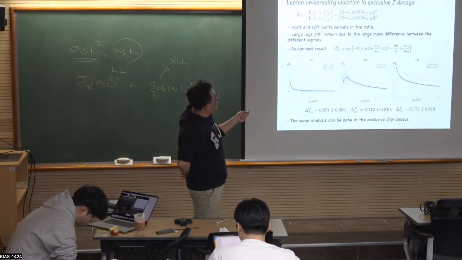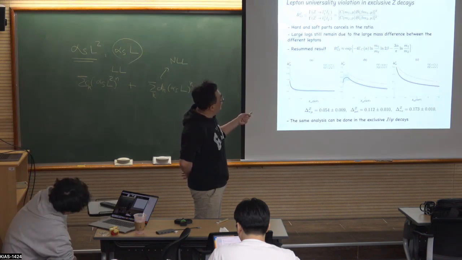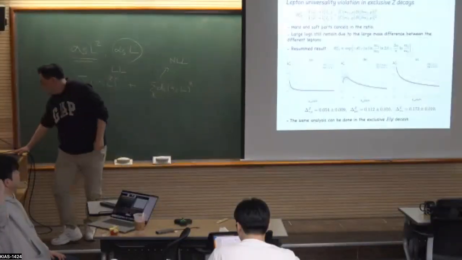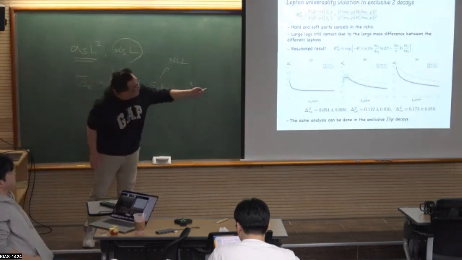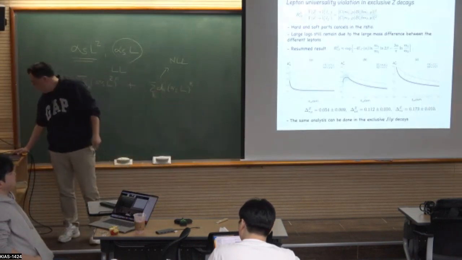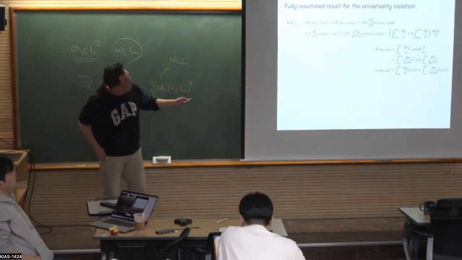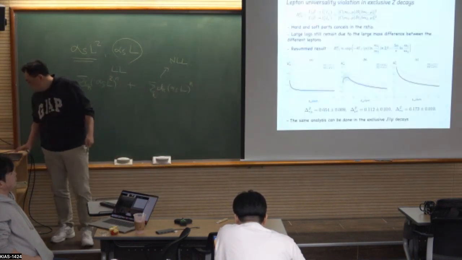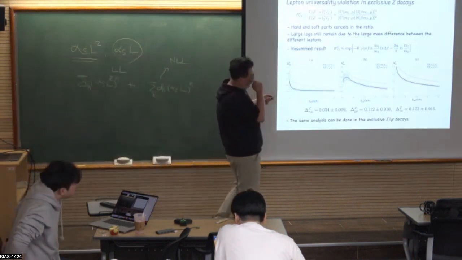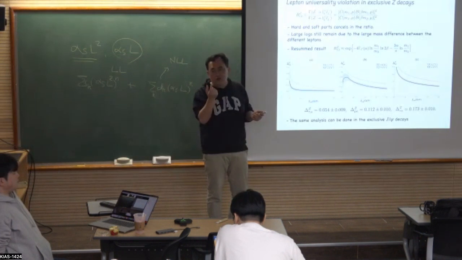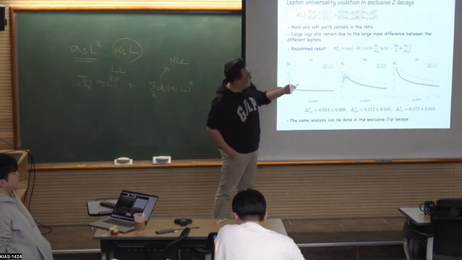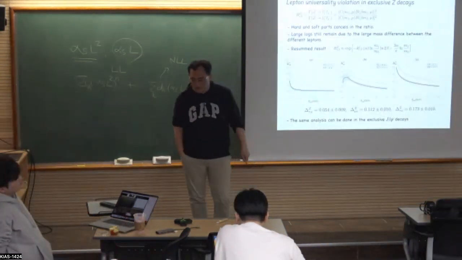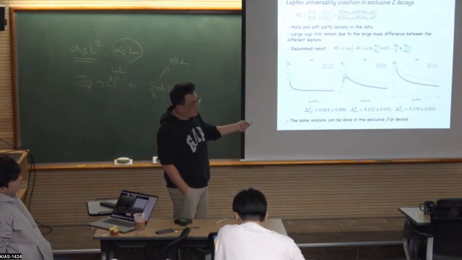So a large log still remains due to the large mass difference between the different leptons. Actually, the exact calculation for the exponentiation factor for this large rho is given like that. But if we just ignore the scale variation of the coupling constant alpha, and treat alpha as constant, then yes, this large exponential factor can be simplified. Actually, the structure is like that.